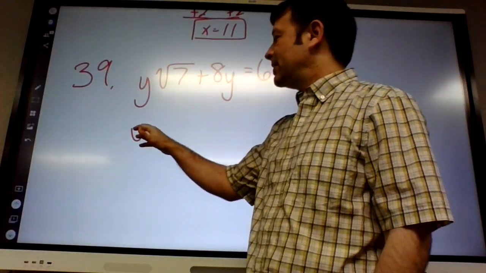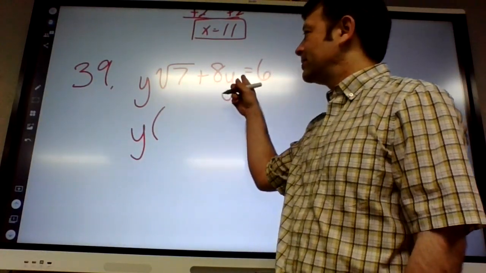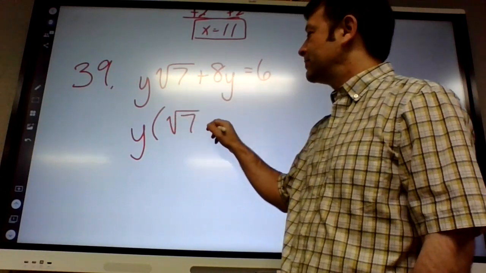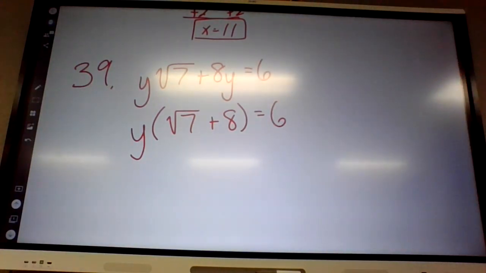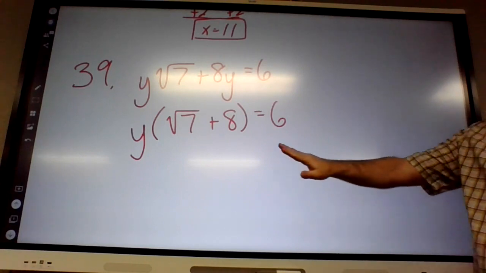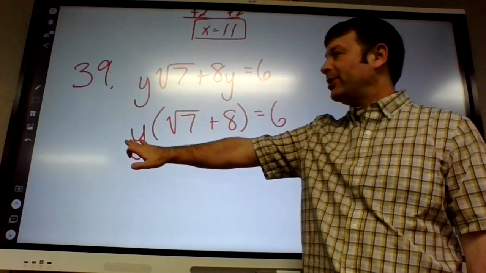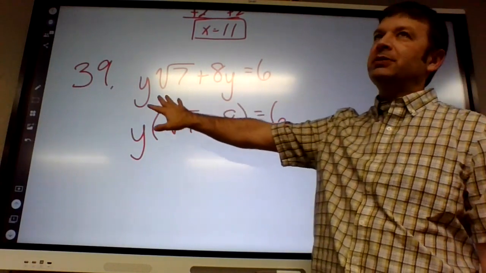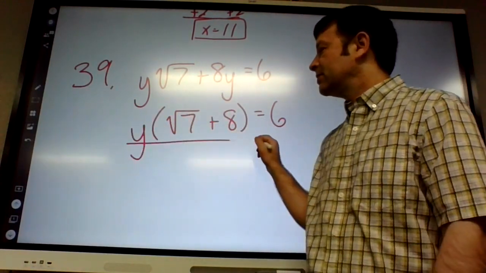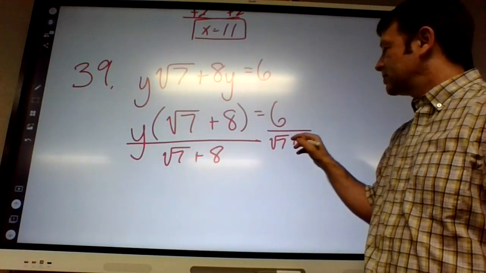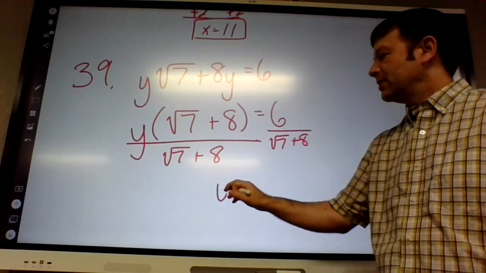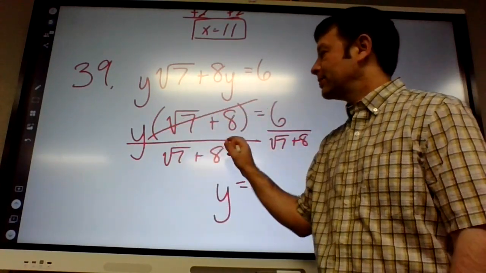You can take a y out of the left side. Like factor it out. It's kind of like the opposite of distributive property. Instead of multiplying it out, you take it out. And if this parentheses is multiplied to y, how do I get rid of the parentheses? Divide by square root of 7 plus 8. Alright, so that goes away.